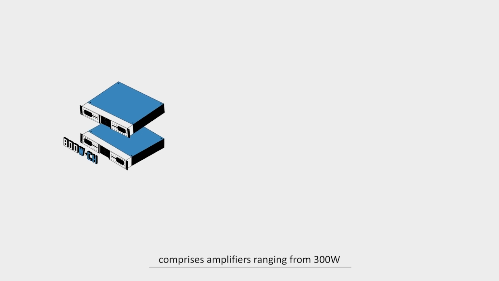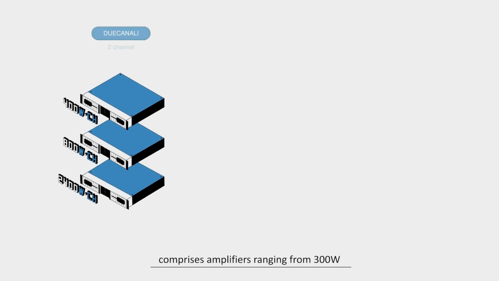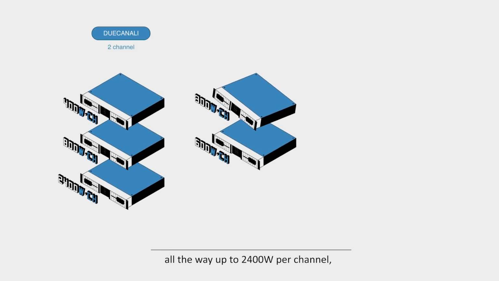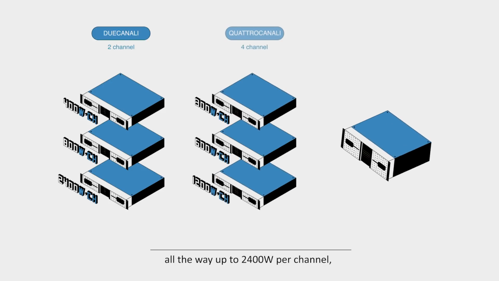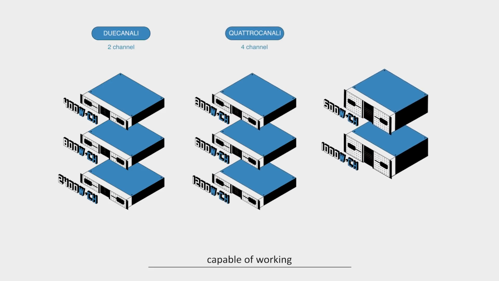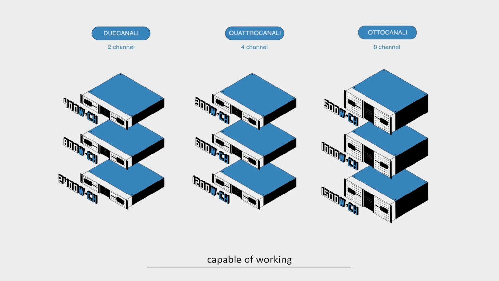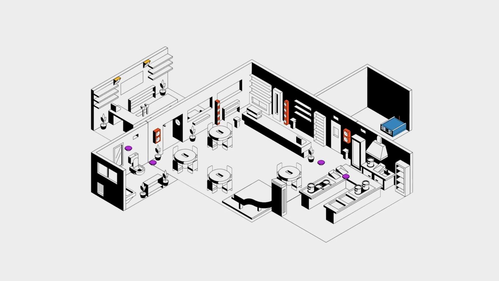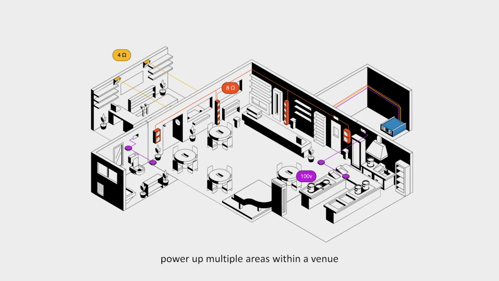Powersoft's offer comprises amplifiers ranging from 300 watts all the way up to 2400 watts per channel, capable of working at any impedance level, whether with low or high impedance distributed lines, in any mixed configuration. This means that the same amplifier platform can be used to power up multiple areas within a venue.